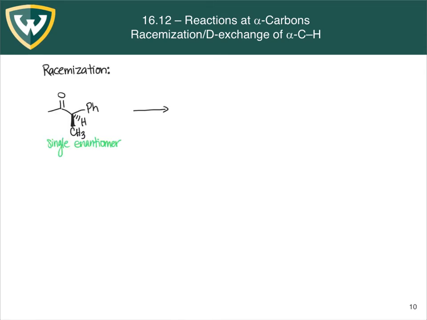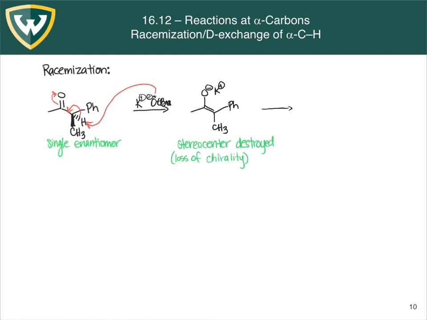So under either acidic or basic conditions, the alpha proton here can be deprotonated, proceed through the enol or enolate, and then reprotonation will not be selective. So we'll go ahead and draw that out. We're going to deprotonate to form the enolate. Now we see that our stereocenter has been destroyed. And protonation can happen either from above or below the pi bond.